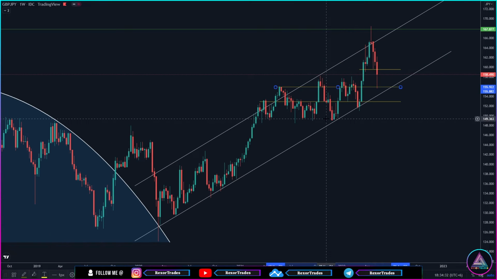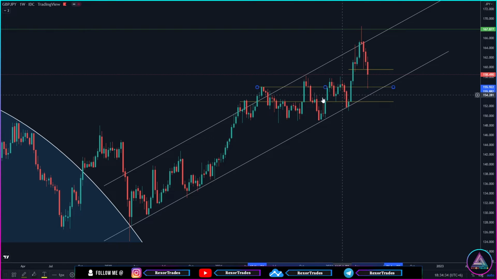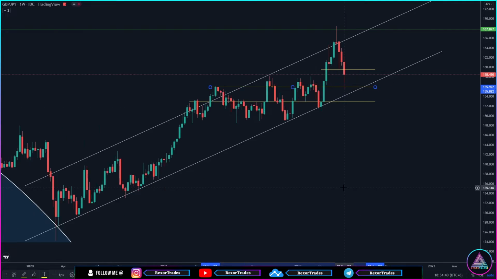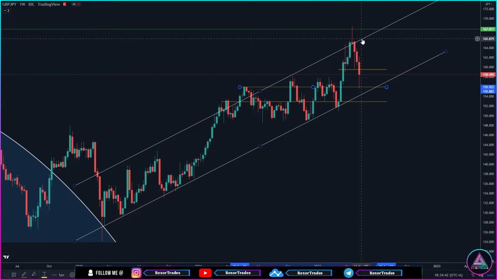This deeper pullback move from GBPJPY happened in respect to this uptrend channel that it has been following for a really long time, all the way from here to all the way over here. Since you can see how right after retesting this uptrend channel's upward trend line, or like this key level, it faced this price rejection followed by this bearish engulfing move over here.